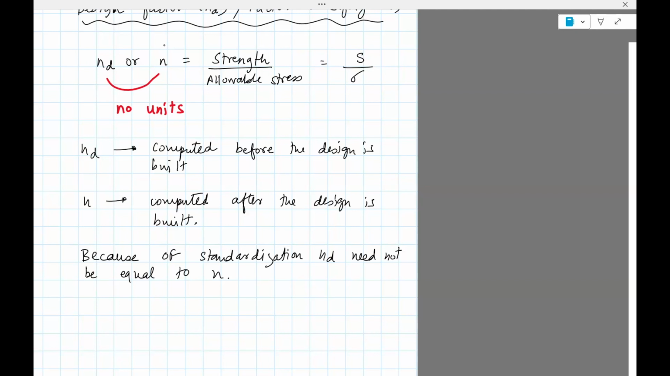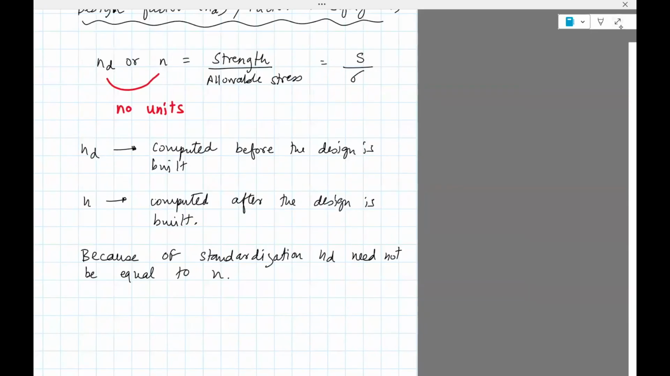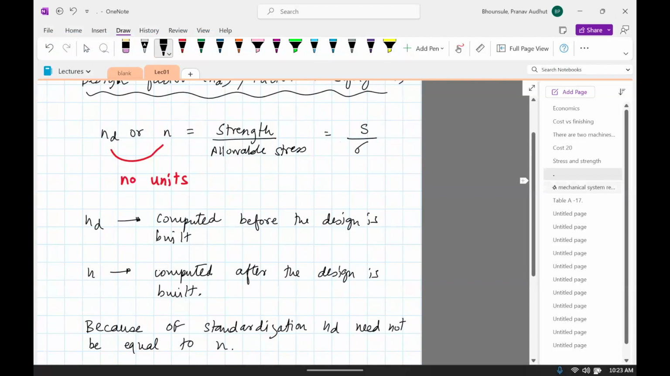Now all this might seem very strange to you. What I'll do is we'll solve a problem which will illustrate how ND comes out to be different compared to N, and that will probably illustrate why that's true. Okay, so we'll do this problem and then stop. Here is the problem.